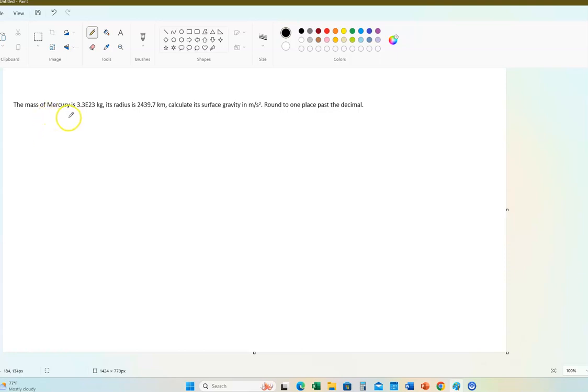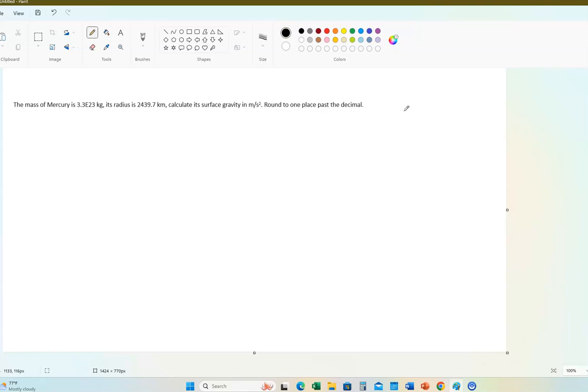All right, so the mass of Mercury is 3.3 times 10 to the 23rd kilograms, and its radius is 2,439.7 kilometers. Calculate the surface gravity in meters per second squared. Round to one place past the decimal. Just as a reminder, the surface gravity of the Earth is 9.8 meters per second squared.